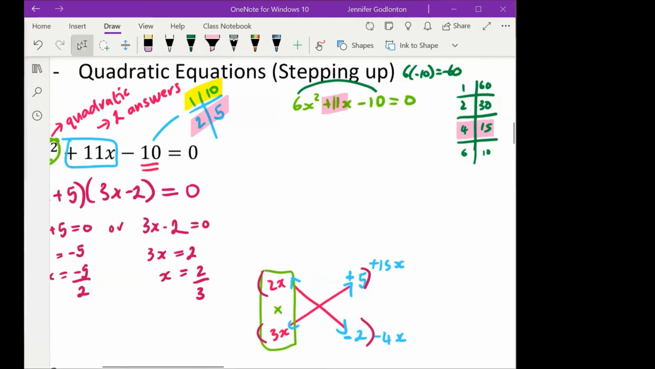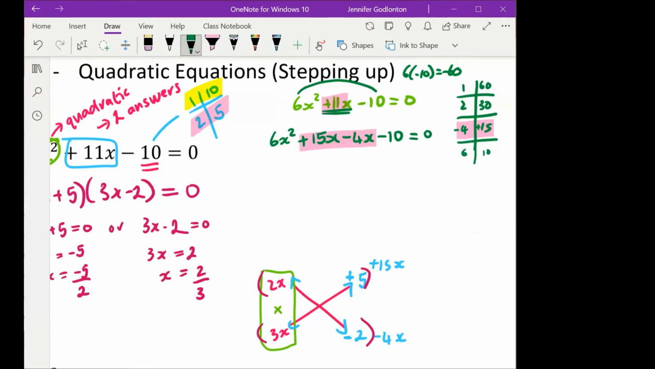Okay, now once I've done that, all I need to do is write out that step. So I'm going to say I've got 6x squared. I need that 15 to be positive and the 4 to be negative if I want positive 11x. So I'm going to have plus 15x minus 4x minus 10 is equal to 0. So that's my first step. We used the factors of 60 to find those two middle terms for us.